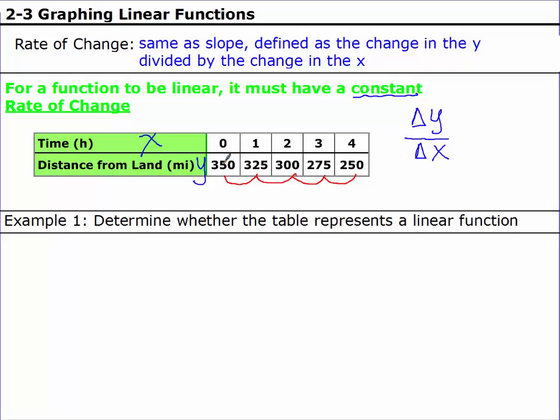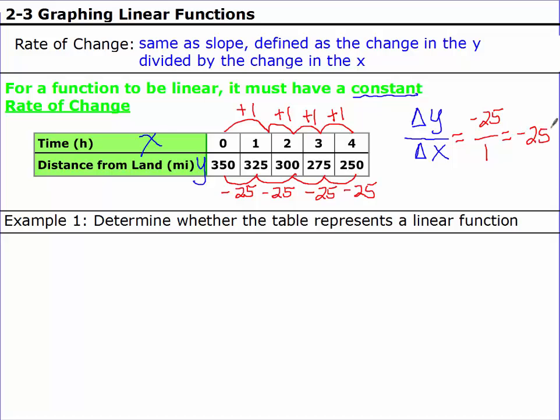So all of our changes in y is 350 down to 325. That's a change of negative 25. We get the same thing here and on down. Our change in our x's we do in a similar fashion. These all go up by 1, so we're recording this each hour. So when you do your rate of change, you take your y change, that's negative 25, and you divide it by your x change, that's 1, and we get a rate of change of negative 25.